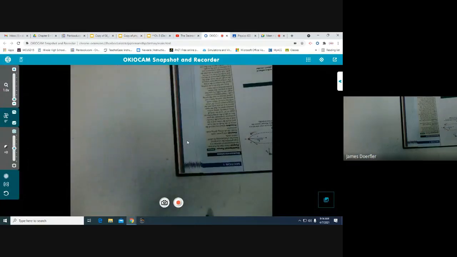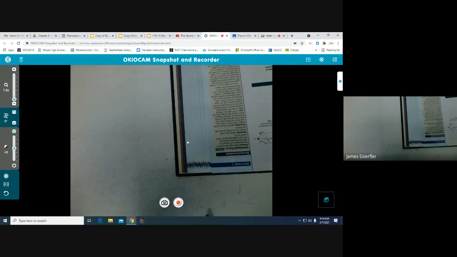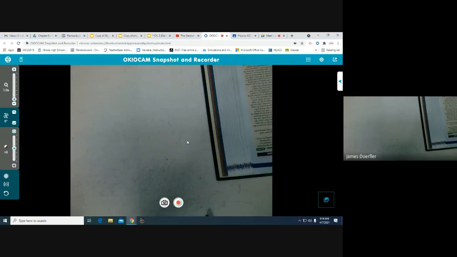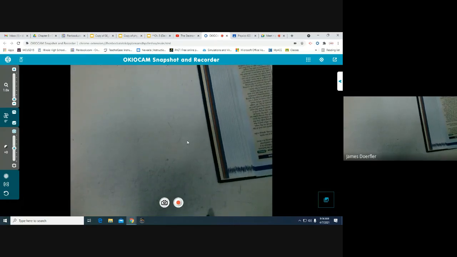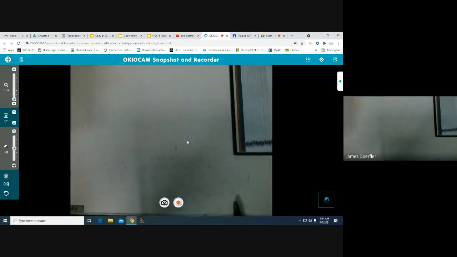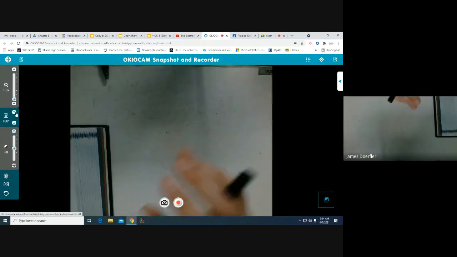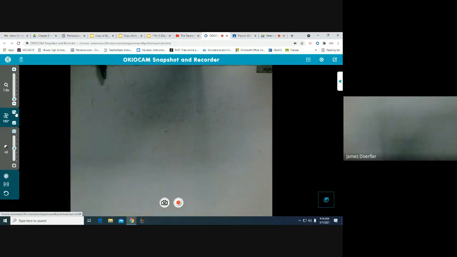So on page 236, let's look at number 3. A dog sits 1.5 meters from the center of a merry-go-round. The merry-go-round is set in motion, and the dog's tangential speed is 1.5 meters per second. What is the dog's centripetal acceleration? All right, so first things first, what do we know?